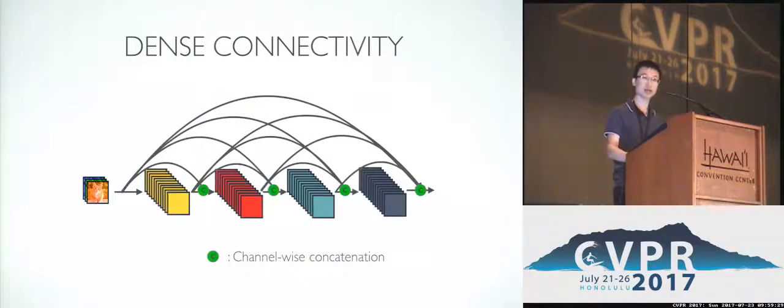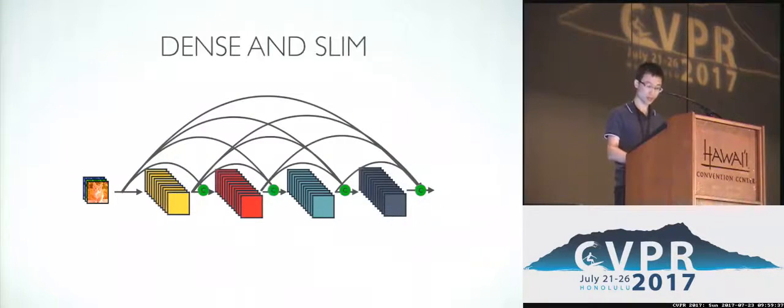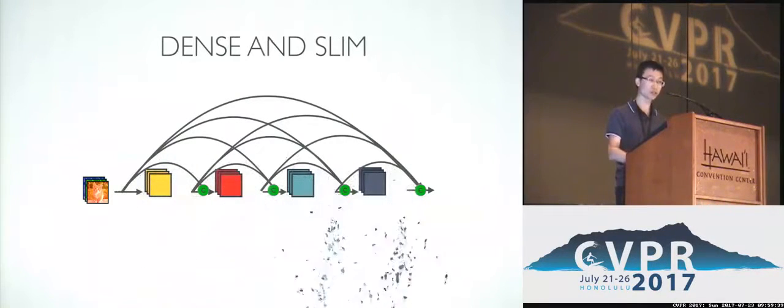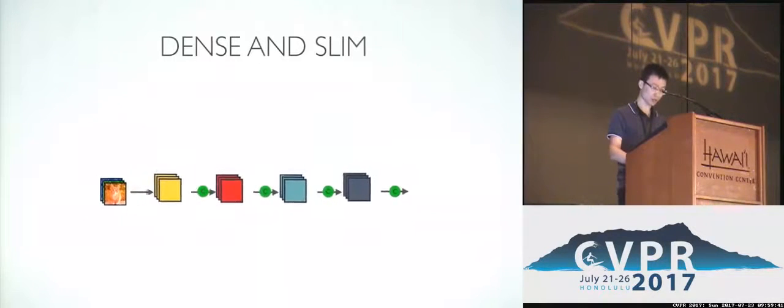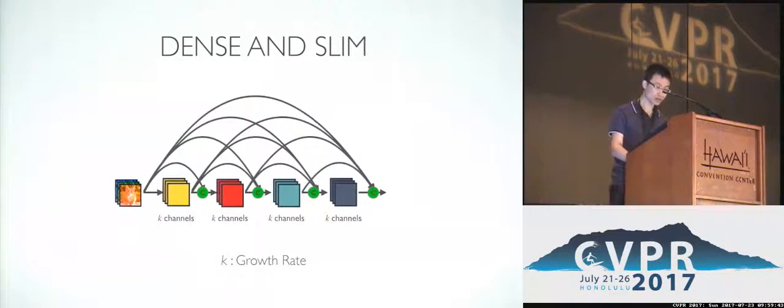In this network, as each layer has direct access to its preceding layers, there is low information bottleneck in the network. So actually, we can make each layer much thinner and obtain a much more compact model. This gives high computational efficiency and parameter efficiency. Each layer generates K feature maps, and we call K the growth rate here, and K is generally quite small.